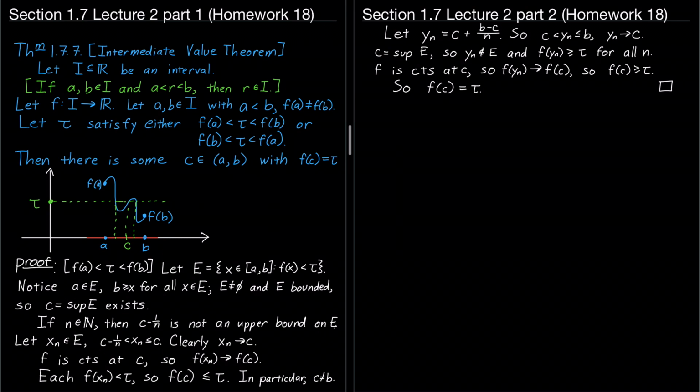And notice that f of a is strictly less than tau. f of b is strictly greater than tau, so we must have that c is not a, c is not b. c must be somewhere in between. And here is a corollary to the intermediate value theorem.